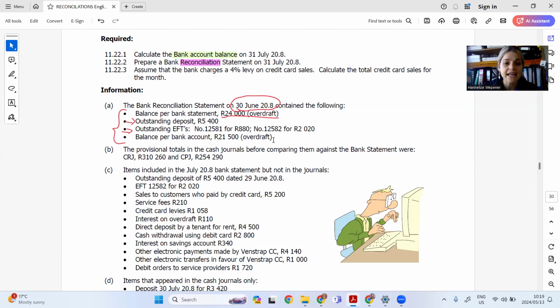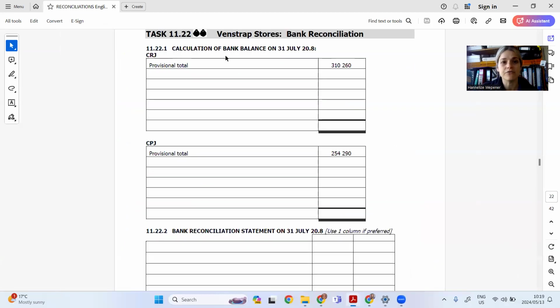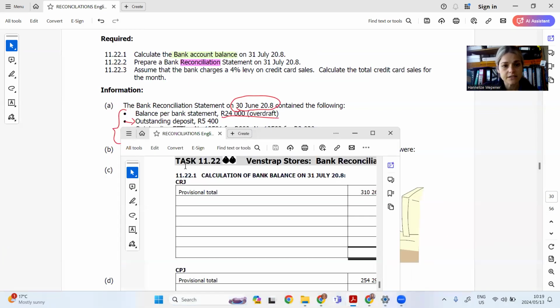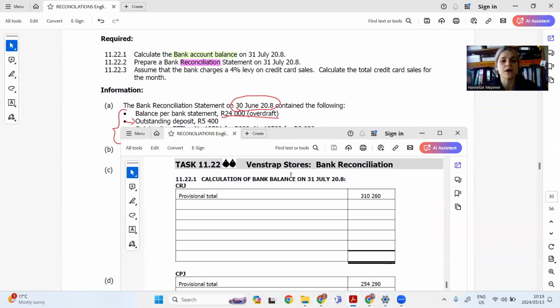And then you have your bank account balance and overdraft. Remember, this was given on the 30th of June 2018. So in other words, this is the bank account balance that you are starting with in the current month. That is also a reason why they might decide to give you your previous month's details. That will be used in your bank balance. So that is your starting overdraft balance, right? Then remember, the whole idea now is they want you to calculate your bank account balance.